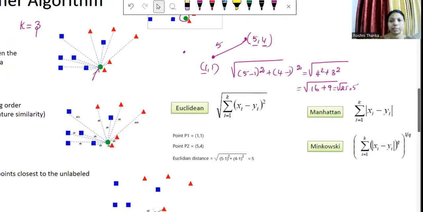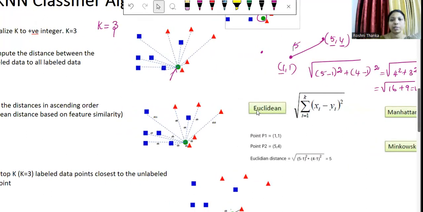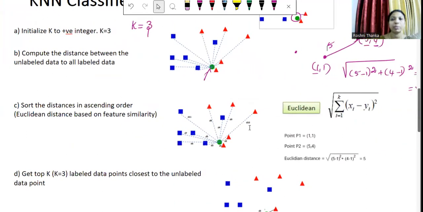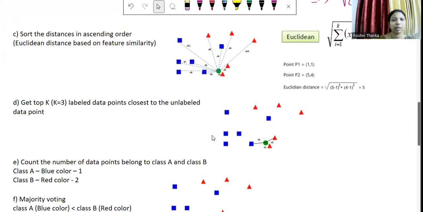Similarly, we have other methods like Manhattan distance. This is the formula for it. We are going to find the difference, take the absolute value, and sum it up. In Minkowski, this is the formula to calculate the distance. But the most generally used is Euclidean distance. By using the Euclidean distance, we can find the distance between the newly arrived data and the others, and we have to sort it. After we sort, based on the k value, we have to take the neighbors.